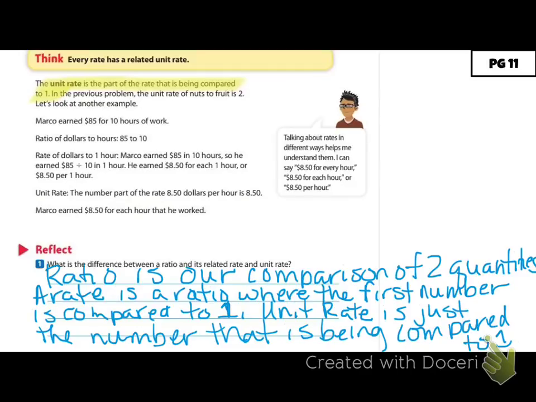Okay, so if we look back up at this problem, this would be our ratio. Then we divide by the bottom number to get our related rate. And then down here we take our top number only, and that's our unit rate. So the ratio is the original numbers being compared. The rate is where we divide by the bottom number to find that compared to 1. And then our unit rate is just our top number.